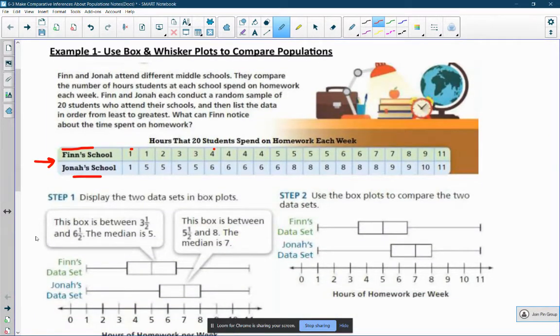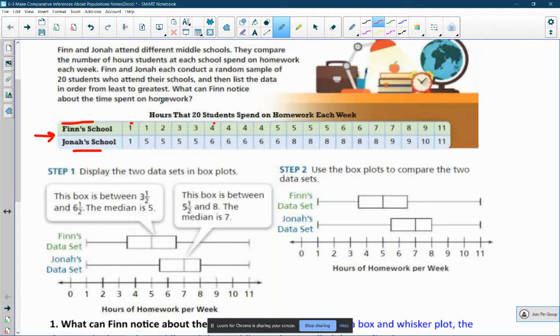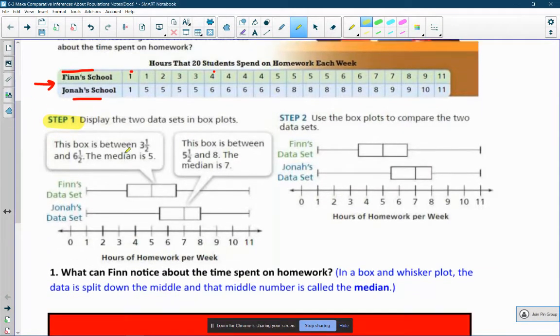So in order to make a good inference, we're going to use a box and whisker chart to display this information. So here goes step 1. We're going to display the two data sets, and we would call Finn's numbers a data set. We would call Jonah's numbers a data set in a box plot. So notice we have a little number line from 0 hours to 11. Why? Because 11 is the most, and obviously we always want to start at 0.